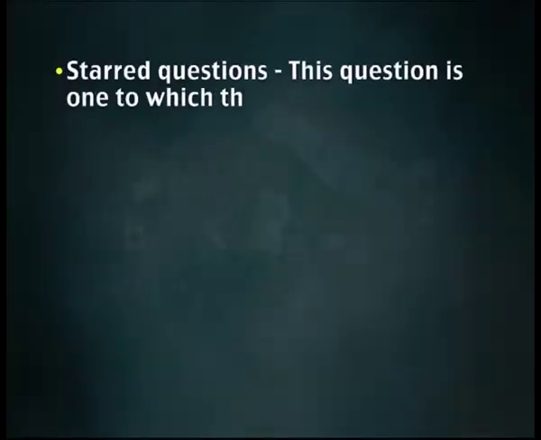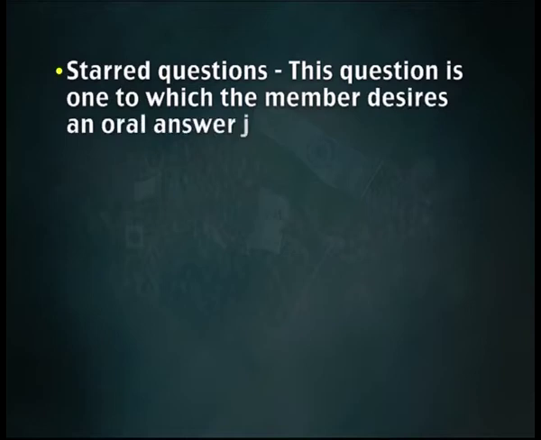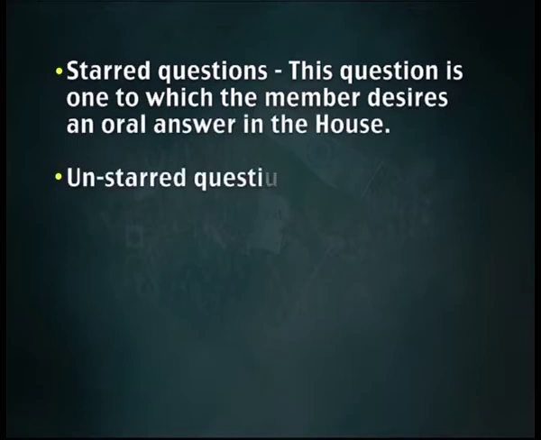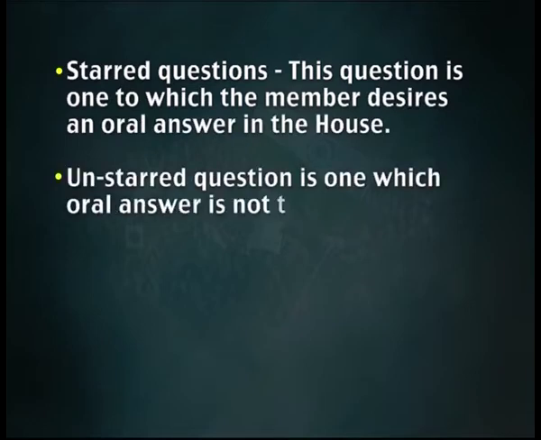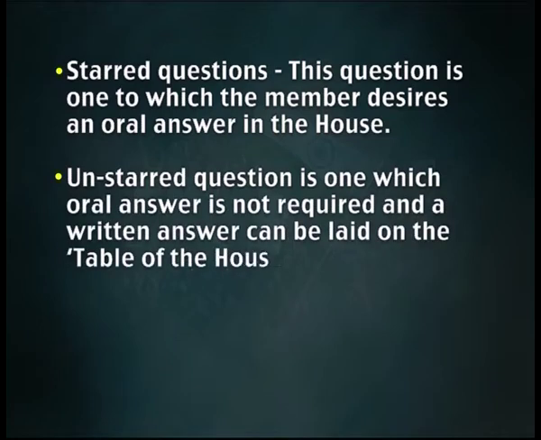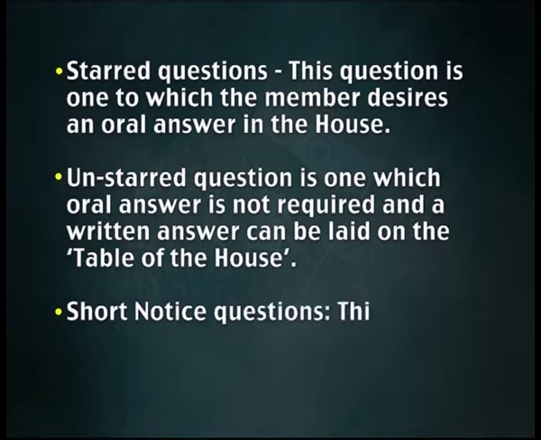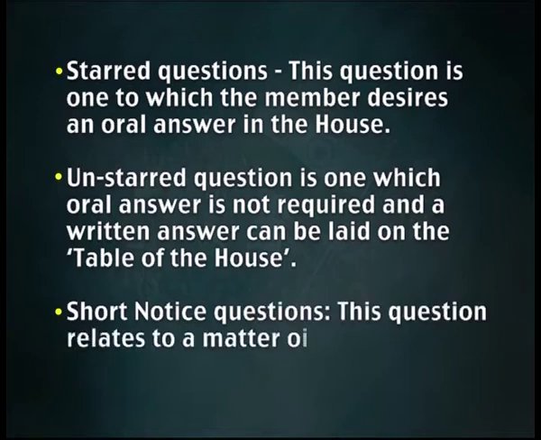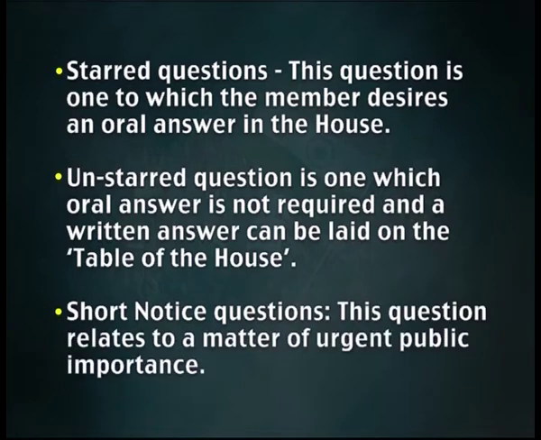The questions asked during the question hour are of three types. Starred questions: this is a question to which the member desires an oral answer in the House. Unstarred question is one in which an oral answer is not required and a written answer can be laid on the table of the House. Short notice questions: this question relates to a matter of urgent public importance.